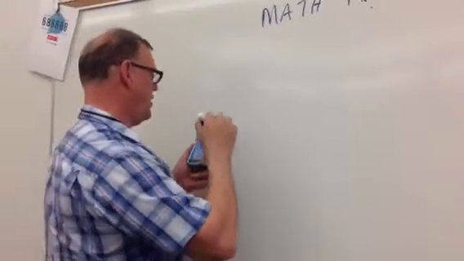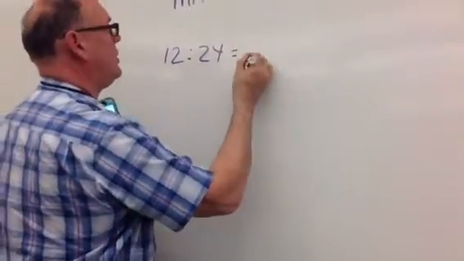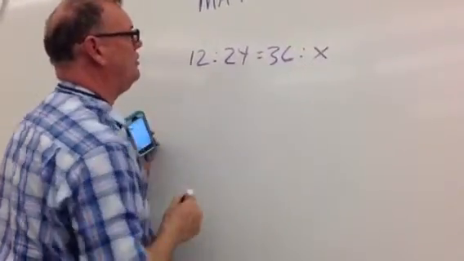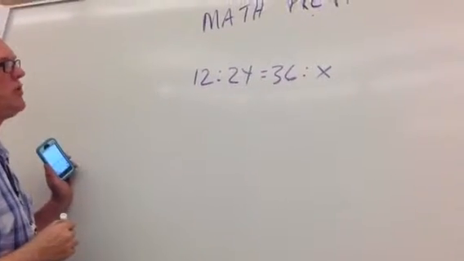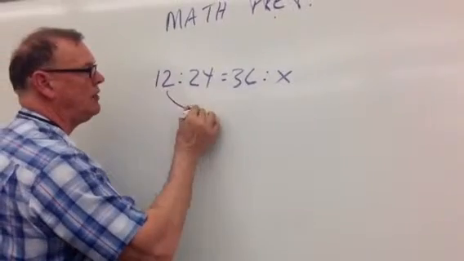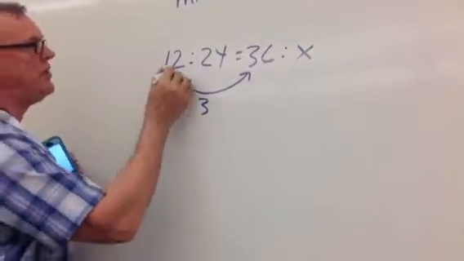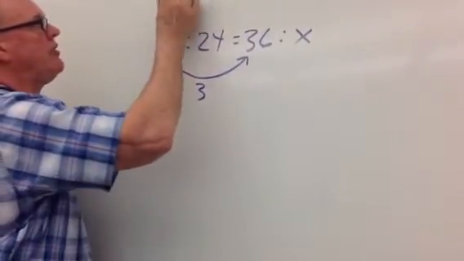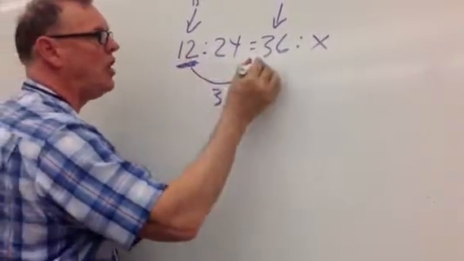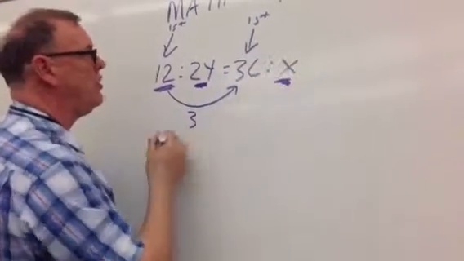Here we go. Okay. So if we've got 12 to 24, that is 36 to what? 12 to 24 is 36 to what? Well, what did we do to 12 to get to 36? We multiplied by 3. And you see, this is the first one, and this is the first one. So these two are related. And here's the second one, and here's the unknown second one.